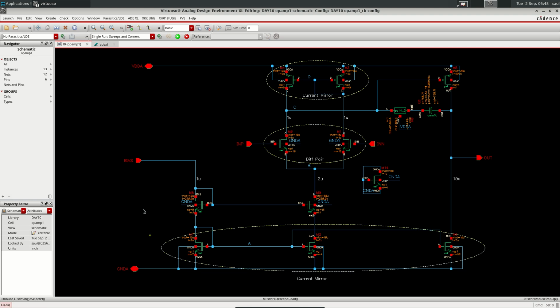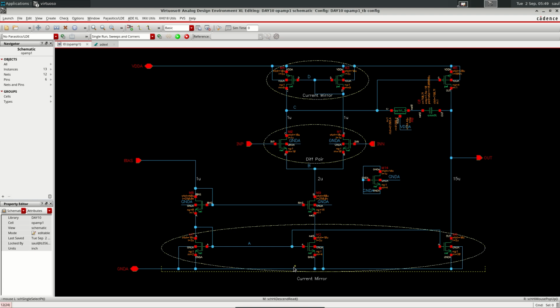We have a bias input of 1 microamp, and this current is mirrored to the tail current of the differential pair. It is a cascode current mirror, so we are going to lay out a cascode current mirror here. The input current is also mirrored to the output stage, which is biased with 15 microamps. So the differential tail is 2 microamps.